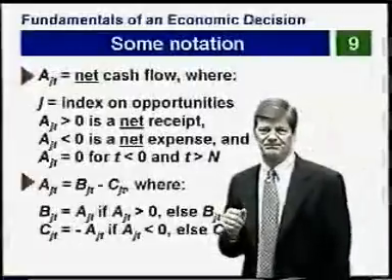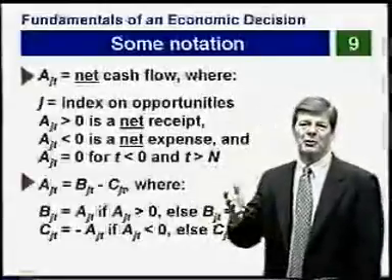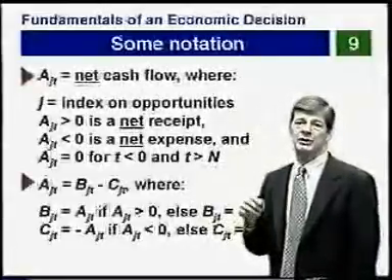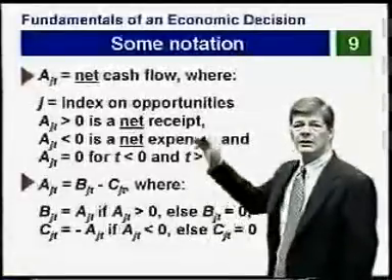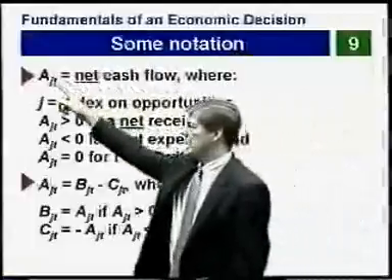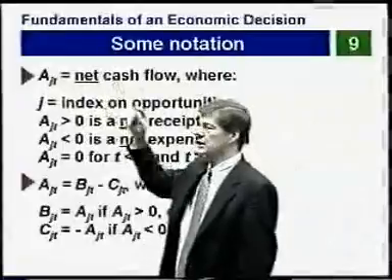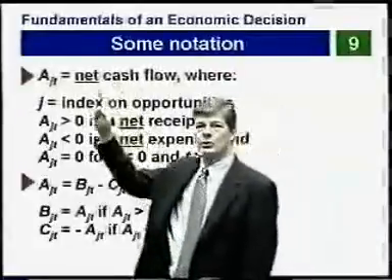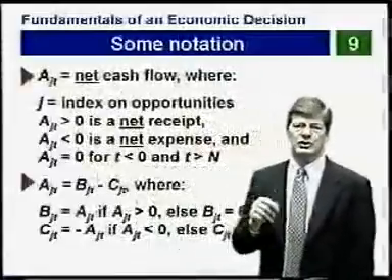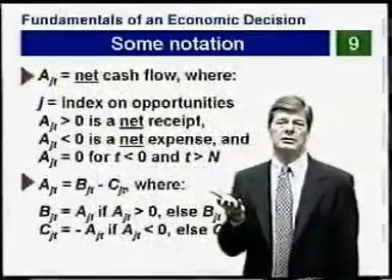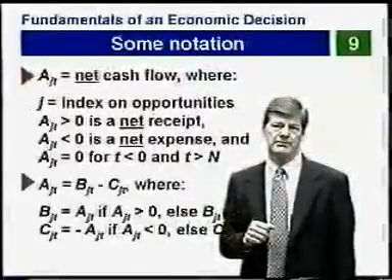Some more notation. Up to now, I've been giving you some cash flows in a numerical representation. Now we need to be able to do so in a mathematical representation because we want to develop a more formal approach to this. Now I'm going to introduce the symbol A_jt to represent a net cash flow at a given point in time. And I've underscored the word net. By net cash flow, we mean it is the sum of all the receipts minus all of the expenses at a given point in time.